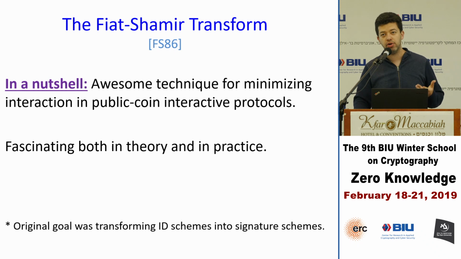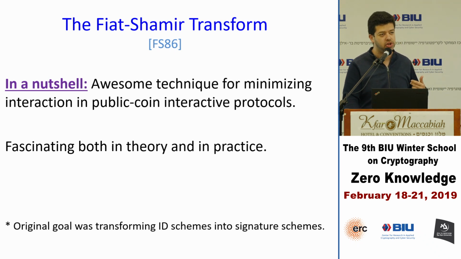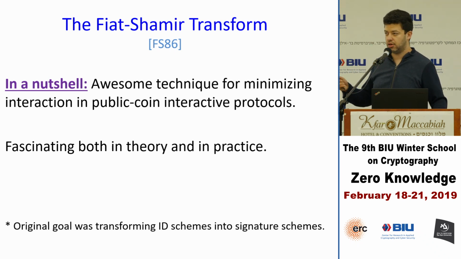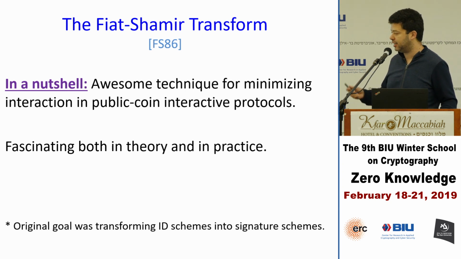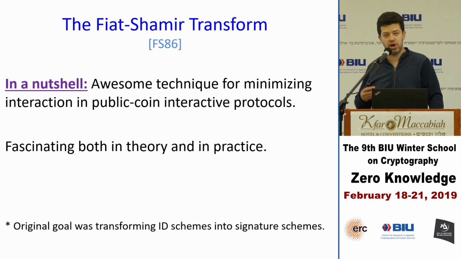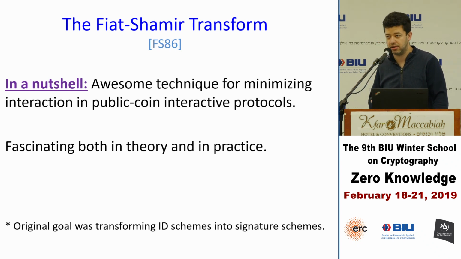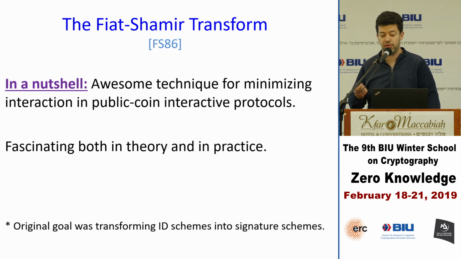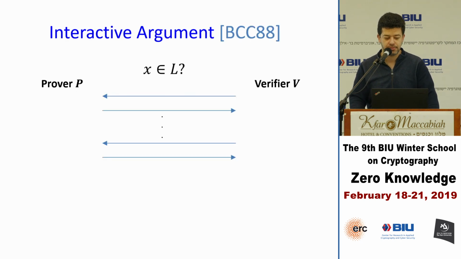And let me just mention that the view that I'm going to present today is a more modern view of this transform. Originally, the way that Amos and Adi proposed it was as an idea for transforming something called an ID scheme, something that Alon talked about yesterday, which is relatively easy to construct. So the idea was to transform an ID scheme into a signature scheme, which, on the face of it, looks much more fancy. Okay, but we're going to take a much more general view of the Fiat-Shamir transform today.